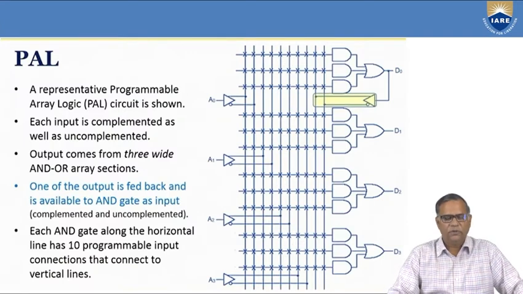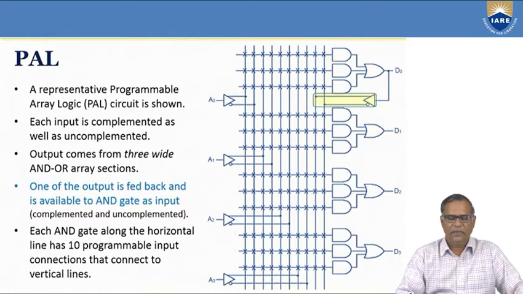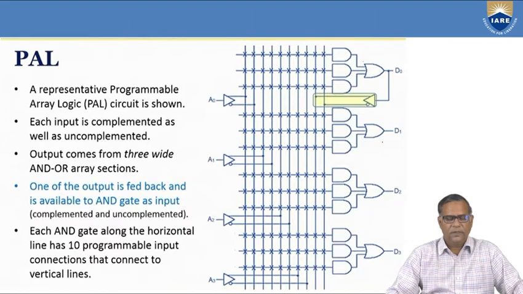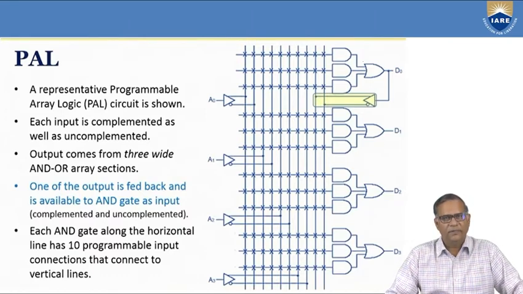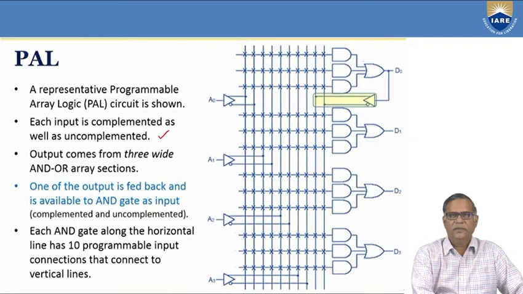Now let us come to the programmable array logic. In programmable array logic, we have the programmable AND array and fixed OR array. You can see here the AND and OR gates. Each OR gate has 3 inputs. So in the representation, each input is available in its original form and also in its complemented form, as mentioned here.